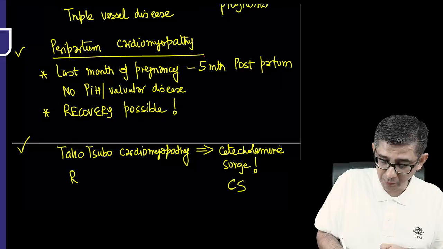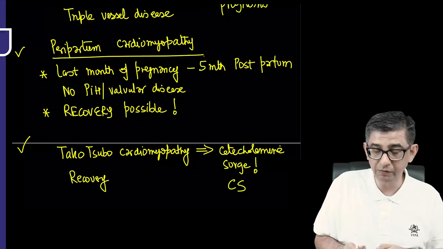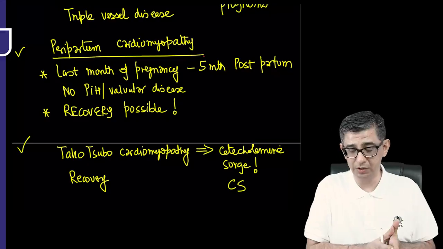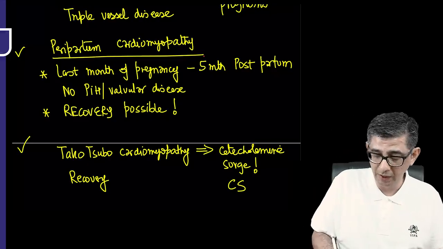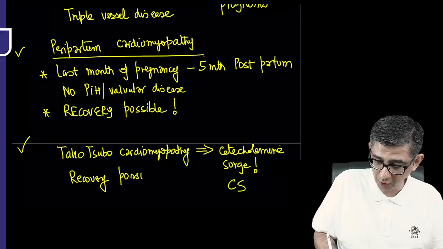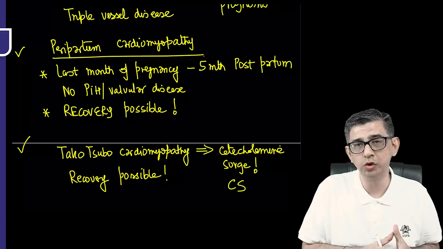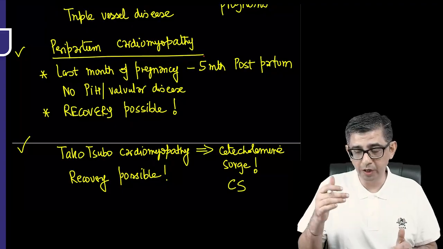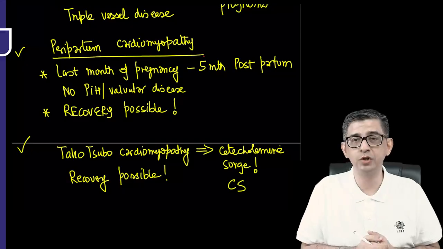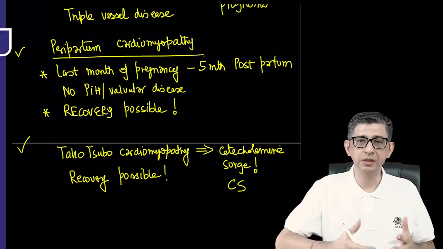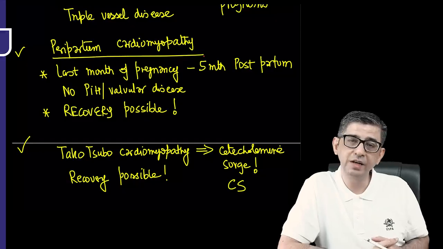And this is described separately, because here I was trying to talk about the common types of cardiomyopathies. And in Takotsubo cardiomyopathy, again recovery is possible. With the use of Impella and intra-aortic balloon devices, we are able to ensure survival of these patients. So these are the details, guys, that I would like you to understand for this topic.